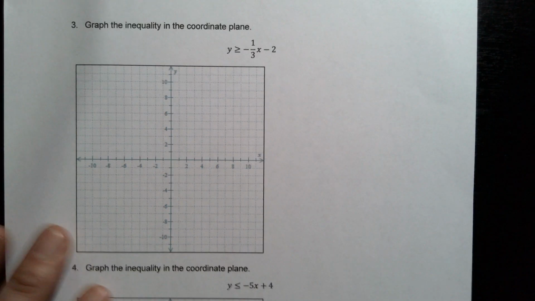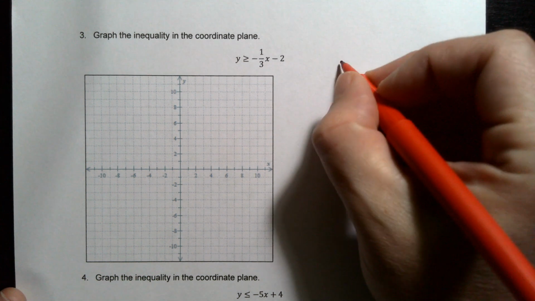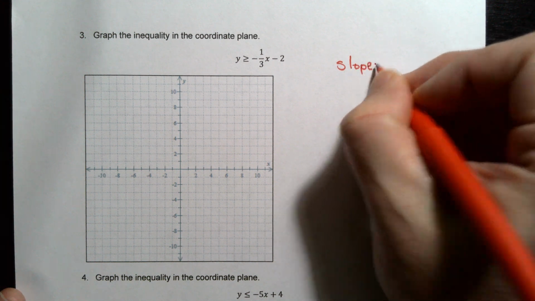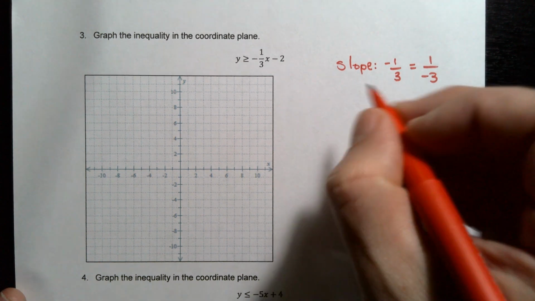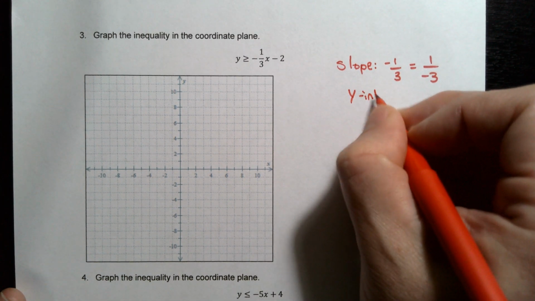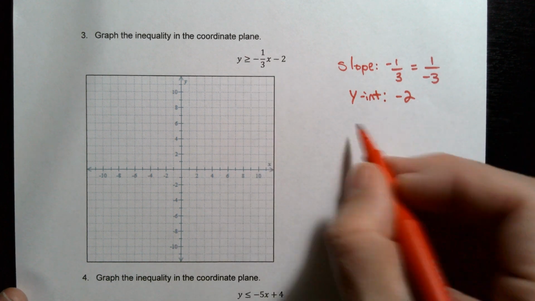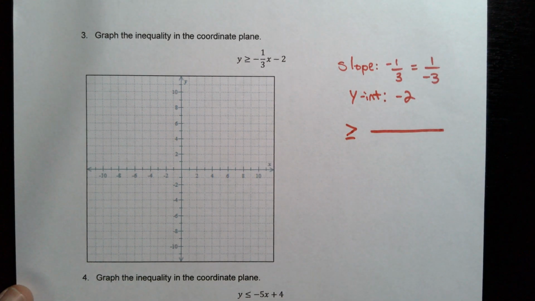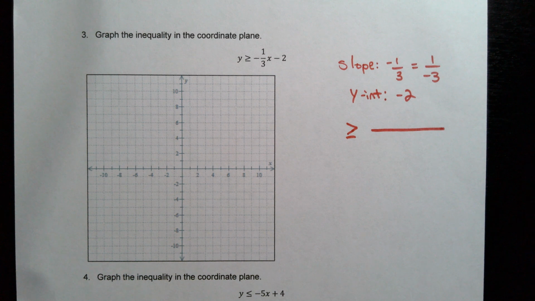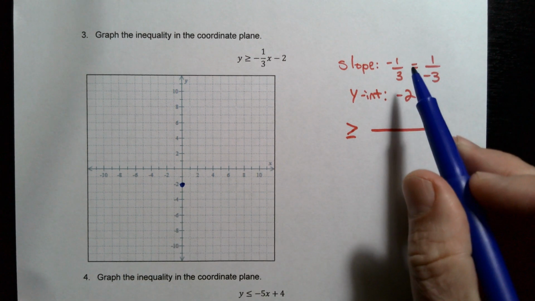On this one, we have y is greater than or equal to negative 1/3 x minus 2. For my slope, I have negative 1 over 3, or I could write it as 1 over negative 3. And for my y-intercept, I have negative 2. Notice that I have a greater than or equal to sign here, and remember, that's going to equate to a solid line. So let's start at negative 2 on the y-axis. That's right here.